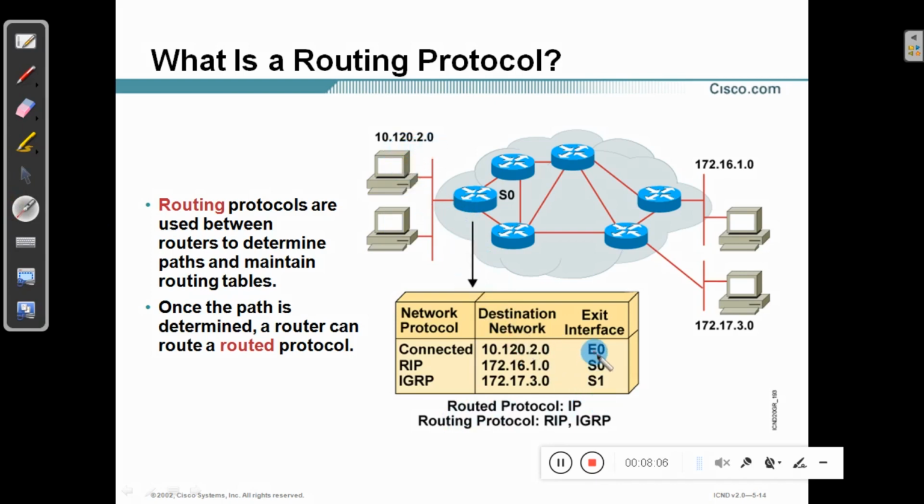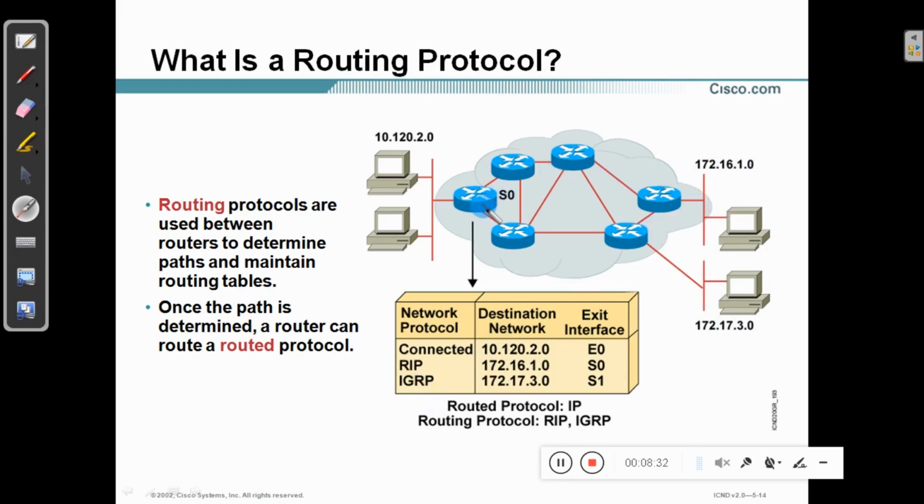10.120.2.0 is connected to interface 0. And it has learned about 172.16.1.0. See students, here 172.16.1.0 is not directly connected. It is connected via other routers. But this router came to know about this network through the routing updates given by the routing protocol. And which protocol is configured here? RIP. RIP is the protocol configured.